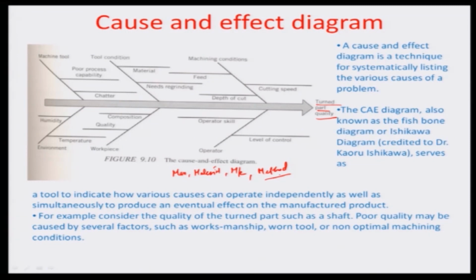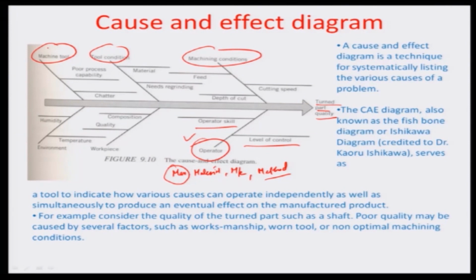Here, for example, man is basically the operator. All things related to the operator skill or the level of control that the operator has, does he do inspection from time to time of the output coming out of the system, are part of the human skill, or we can call it grouped under the man cause. The machining conditions, the tool conditions as well as the machine tool, all these different aspects are related to the turning process.